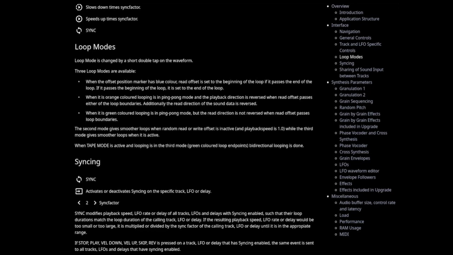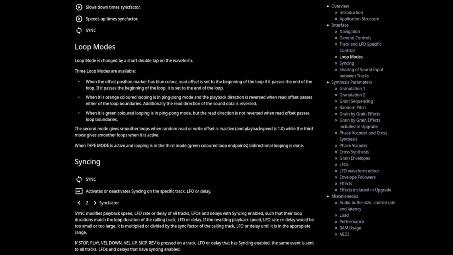When the offset position marker has blue color, read offset is set to the beginning of the loop if it passes the end of the loop. If it passes the beginning of the loop, it is set to the end of the loop. When it is orange colored, looping is in ping pong mode and the playback direction is reversed when read offset passes either of the loop boundaries.